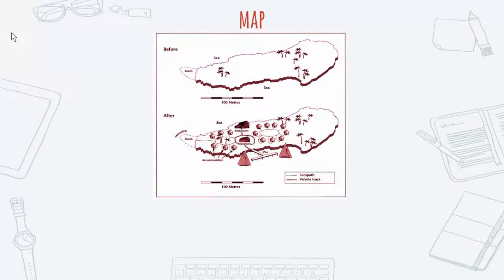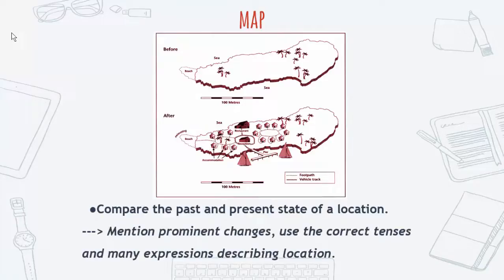Comparing maps, usually one of the past with one at present, might be a bit unfamiliar to most people, but it's not so difficult. You basically need to mention the prominent changes and check if you're using the correct tense for describing each map. It is also crucial to have a wide range of expressions describing location.